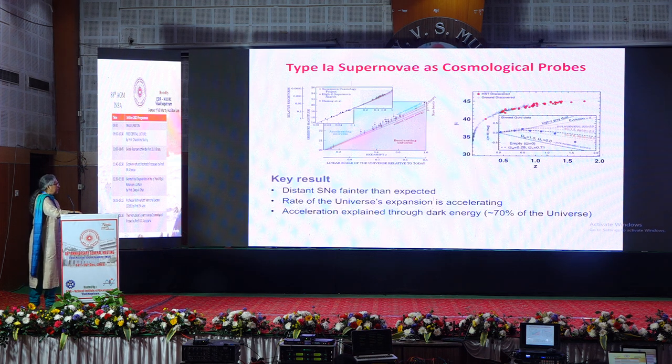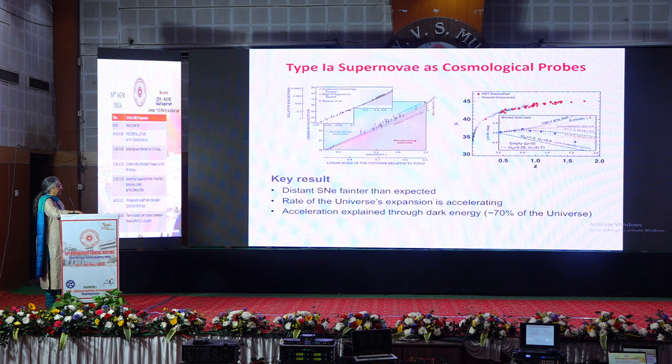So what the distant supernovae have indicated is that they are much fainter than expected. So this essentially means that the universe is expanding, or rather accelerating, at a rate faster than what was expected. Okay? And this acceleration is actually explained through the presence of something called dark energy. And this dark energy, 70% of the universe is filled with dark energy. So this is what supernovae showed.